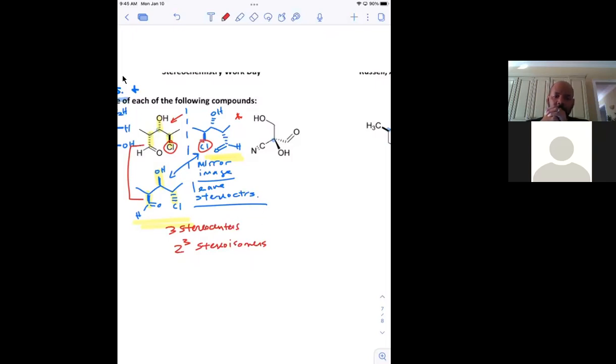I'm just giving you more because once you have more than one stereo center, you have more than one way to actually express the mirror image. You can express it like it is up top right or bottom left. And both are correct.